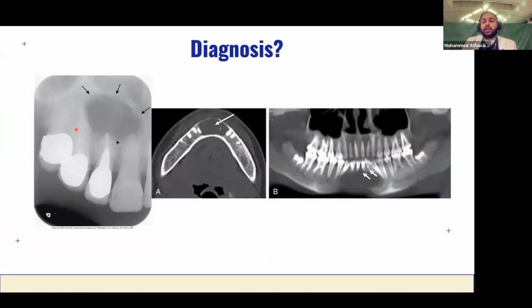Then now we go into the dental tumors or cysts. Over here you have a cyst that forms on the apex of a tooth. What is this? This is high yield.